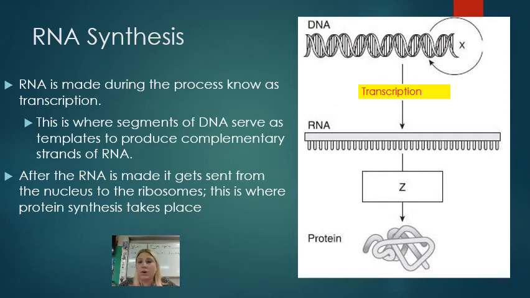RNA synthesis. So how is RNA actually made? RNA is made through a process known as transcription. A segment of DNA serves as a template to produce a complementary strand. Basically it goes in, reads the DNA, and forms this little mRNA message. So it reads it: A's go with U's now, G's go with C's, and so on. After the RNA is made, it gets sent from the nucleus to the ribosome, where protein synthesis takes place, or the making of proteins.